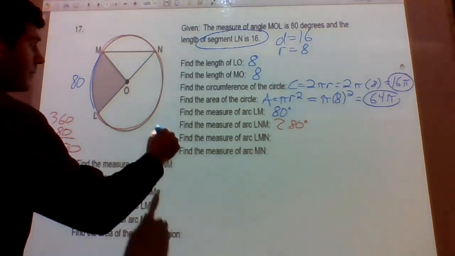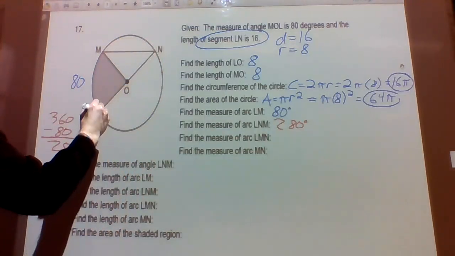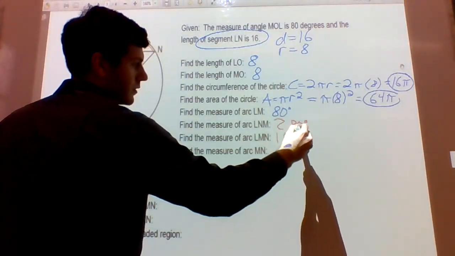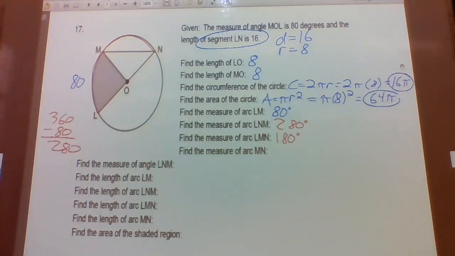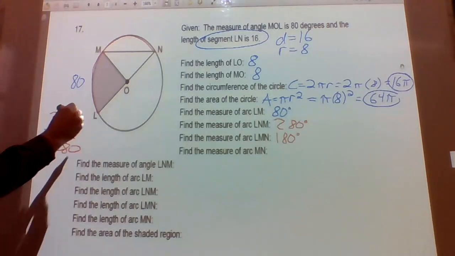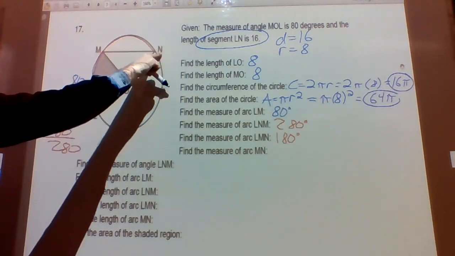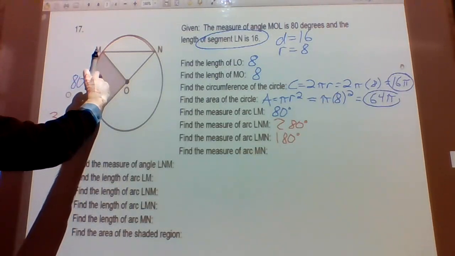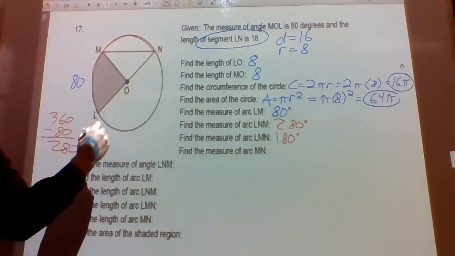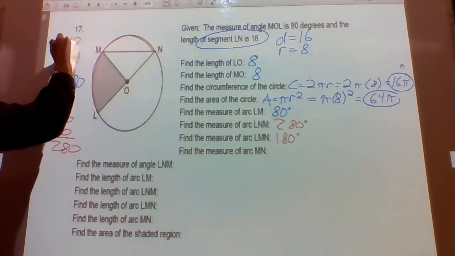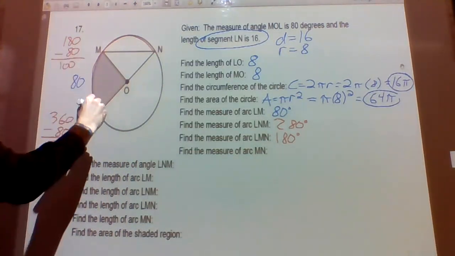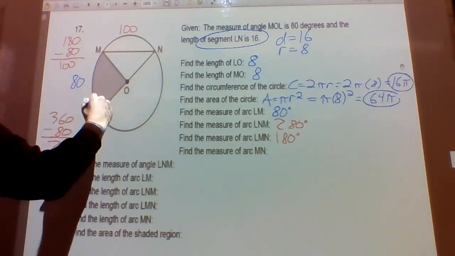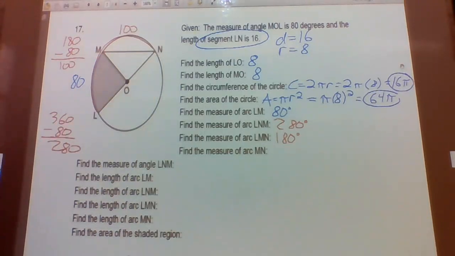If you want to find arc LMN, that's going to be 180 degrees. So semicircle. Arc MN, we just mentioned. So this is 180. So it's LM plus MN. We know LM is 80. So 180 minus 80 is going to give us 100. So this piece here is 100. Right? 100 plus 80 is 180. So this is 100 degrees.